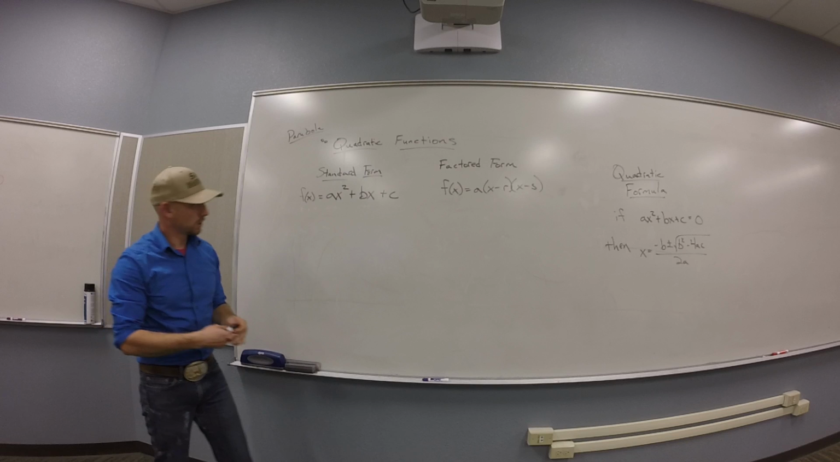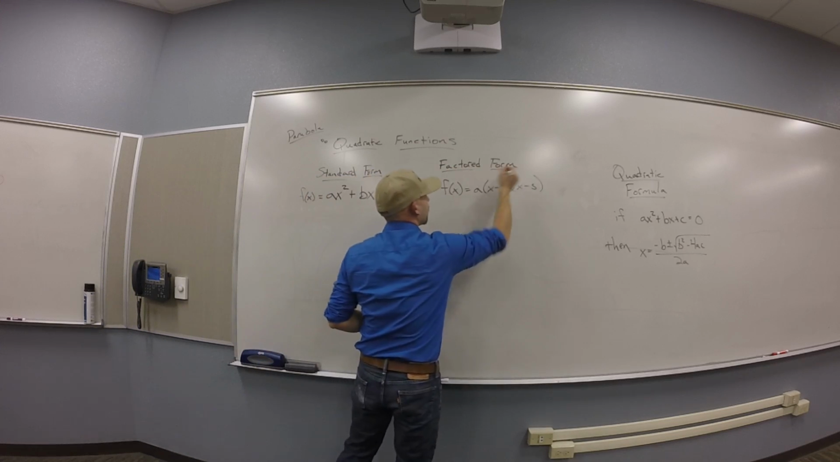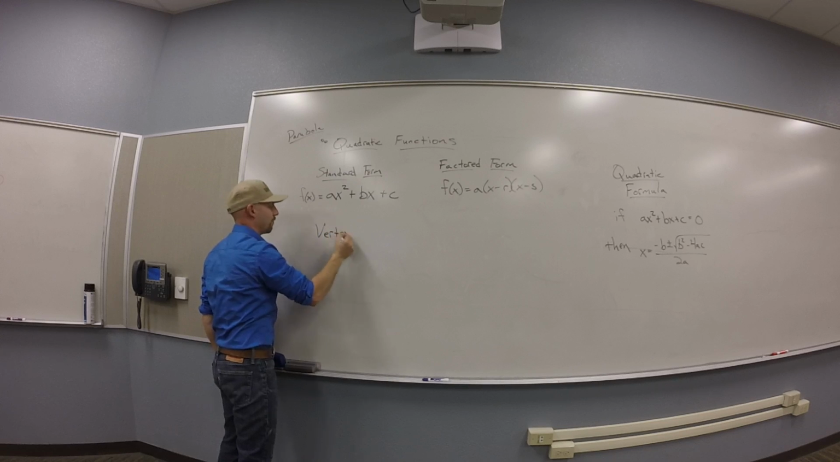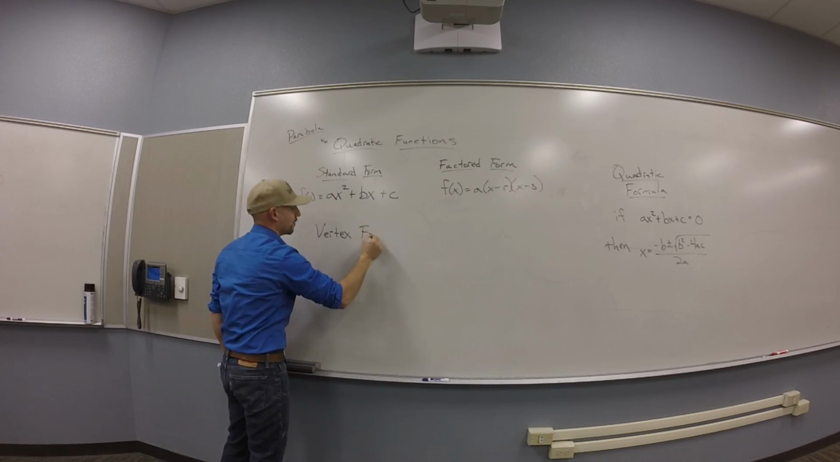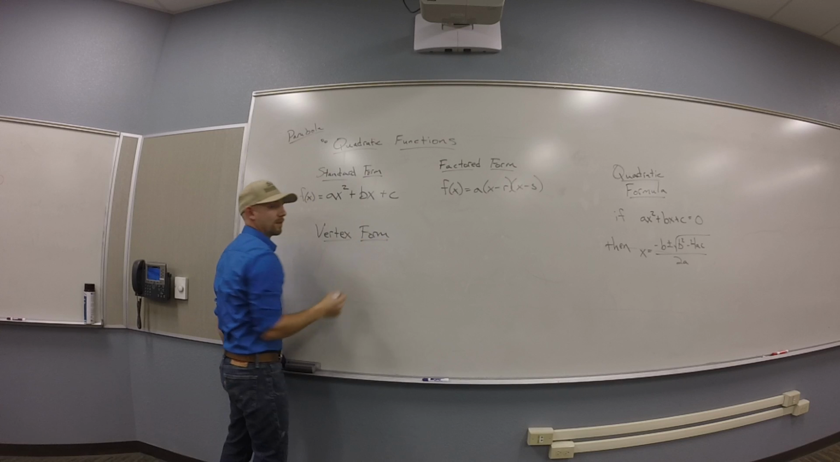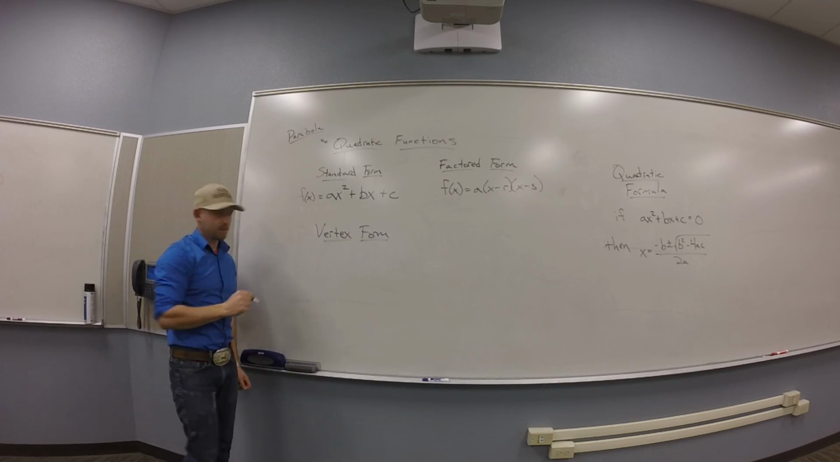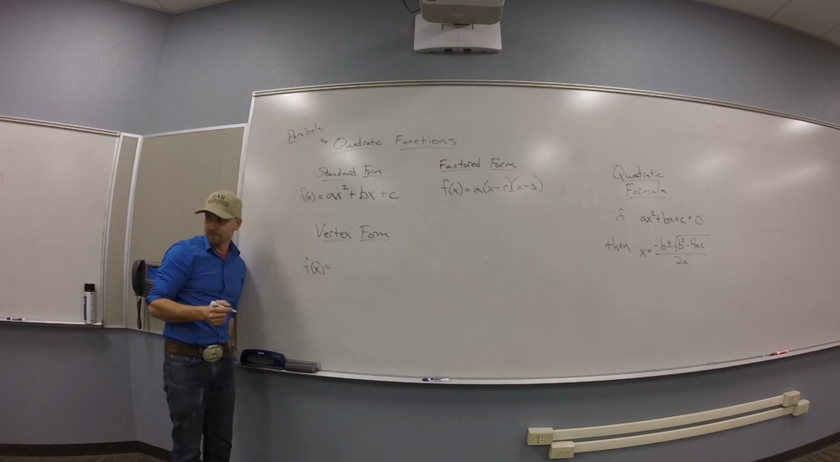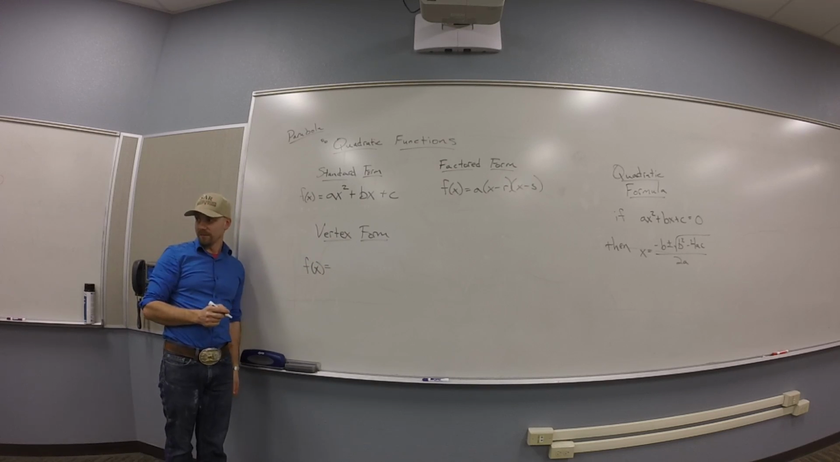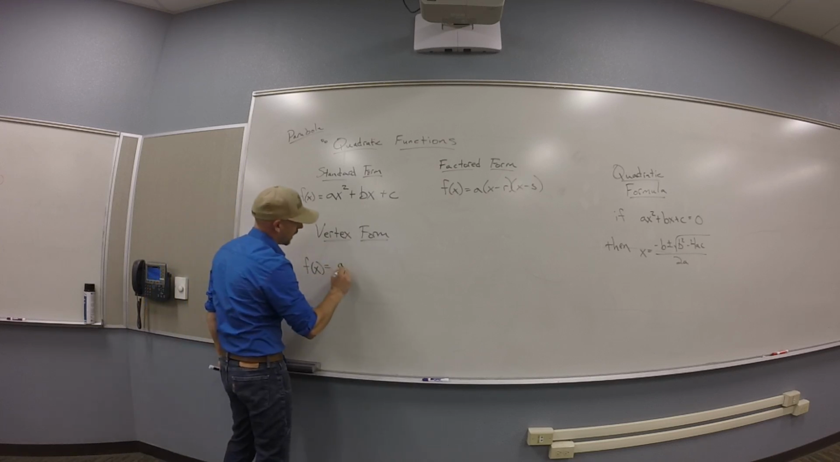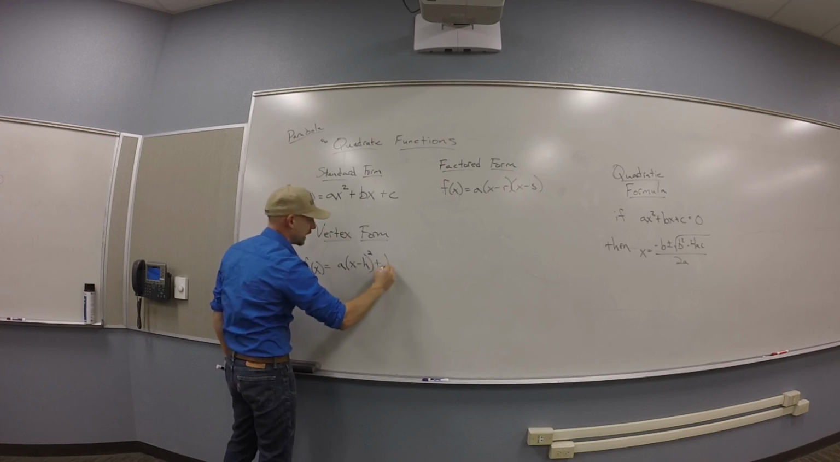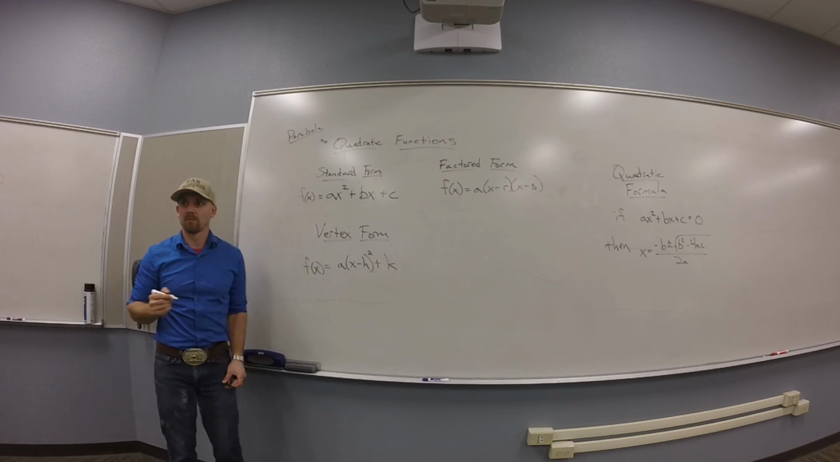Okay, what else? There's one more of these, and I promise it's awesome. So there's also the vertex form. This is the one I never could remember. Okay, I think you've probably gotten to the point where you'll be able to remember this. So this one is f of x is a times x minus h squared plus k.